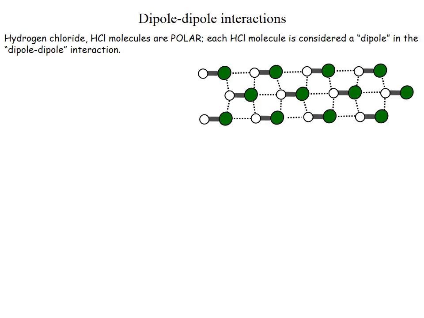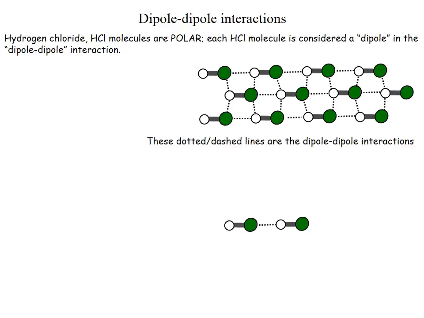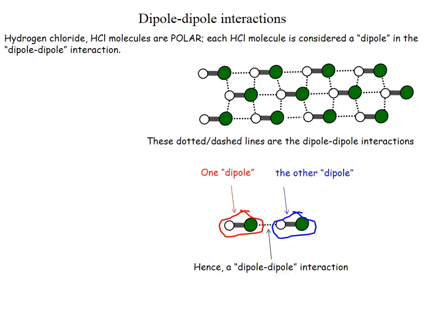Okay, so let's get back to our intermolecular forces and our dipole-dipole interactions specifically. Hydrogen chloride is shown here, and I wanted to show you that these dashed lines again represent the intermolecular force, in this case the dipole-dipole interaction. If we just look at two molecules with one intermolecular force shown, then the reason it's called a dipole-dipole interaction is because one HCl molecule is called a dipole and the other HCl molecule is considered another dipole, and hence the intermolecular force between them is a, quote, dipole-dipole interaction.